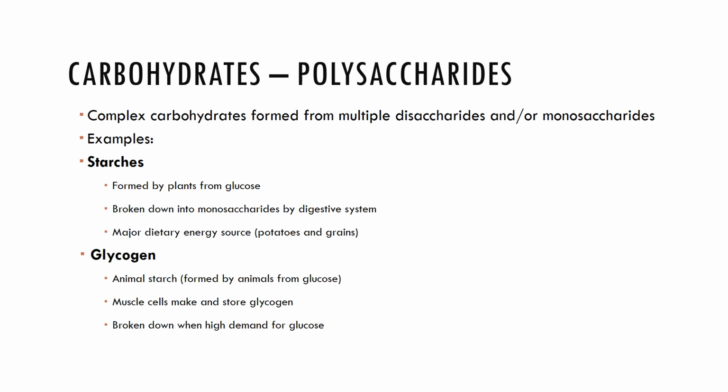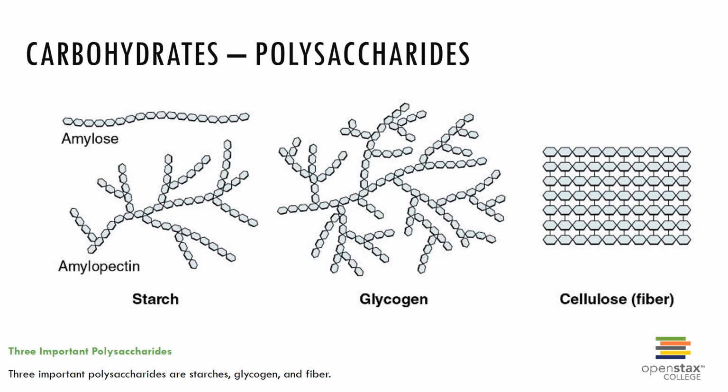So some polysaccharides to be aware of: starch, mostly a straight chain. It's the form of sugar storage in plants. Glycogen is the form of sugar storage in animals, in our liver and muscle cells. And cellulose is another example shown here of a polysaccharide. Cellulose is indigestible to humans and is found in plant cell walls. We don't have the enzyme to break down cellulose.